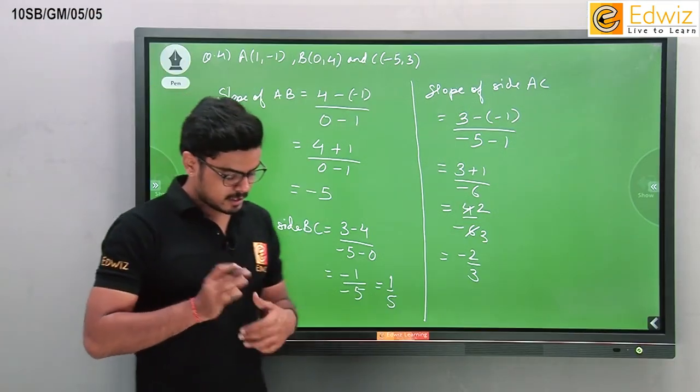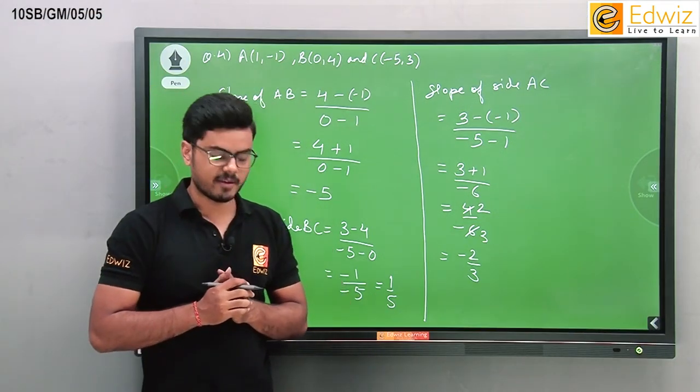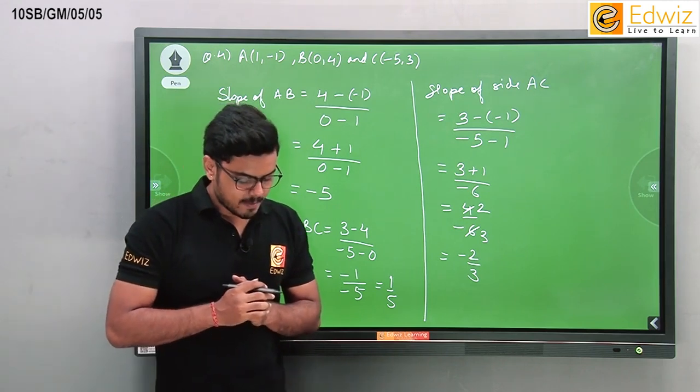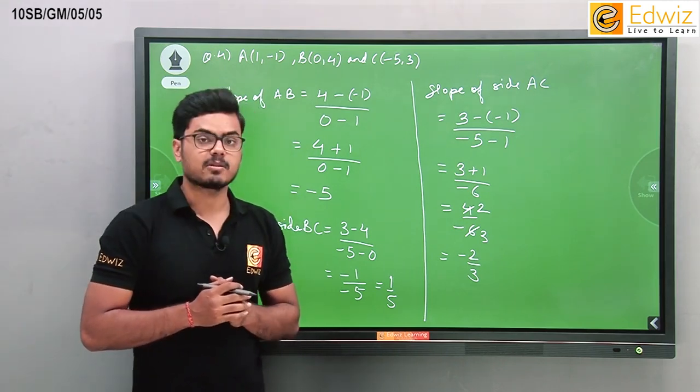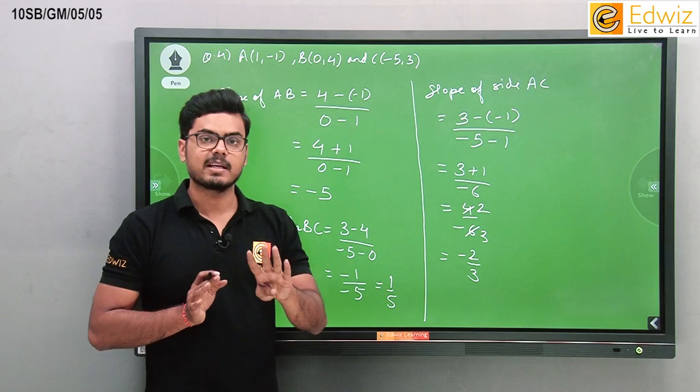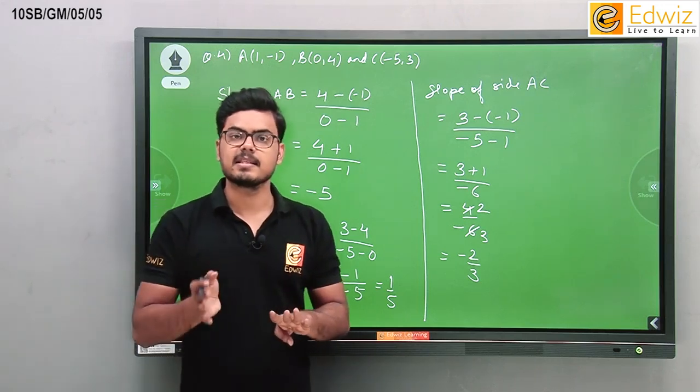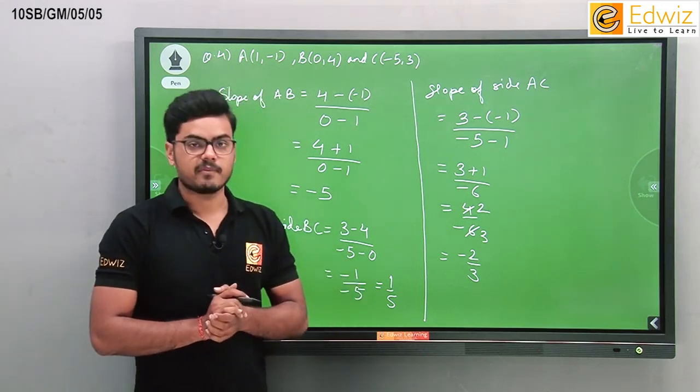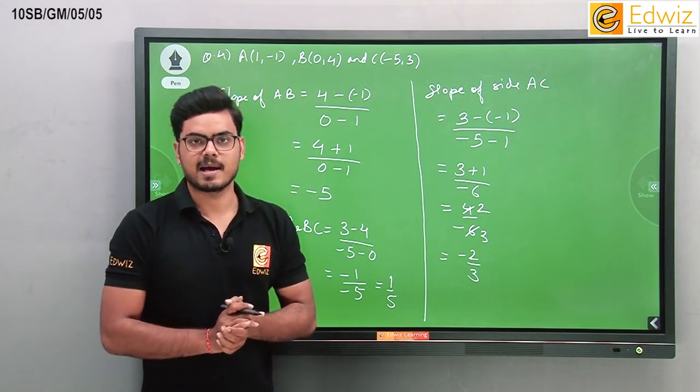Okay, moving on to the next question. Question number 5. Show that A, B, C and D are the vertices of a parallelogram. So there are 4 vertices given to you: points A, B, C and D. All four are given separately. We have to prove that they are vertices of a parallelogram.